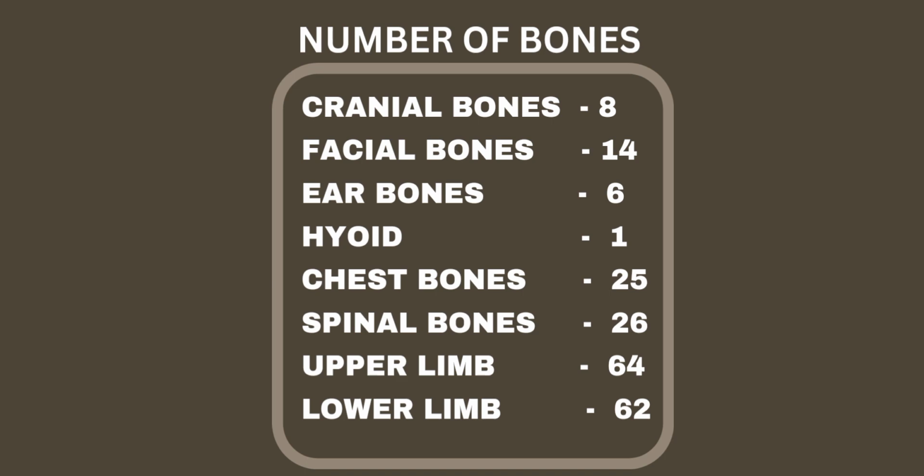Number of bones: cranial bones 8, facial bones 14, ear bones 6, hyoid 1, chest bones 25, spinal bones 26, upper limb 64, lower limb 62.